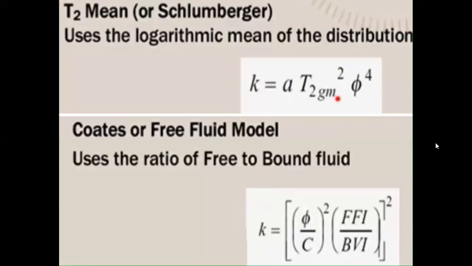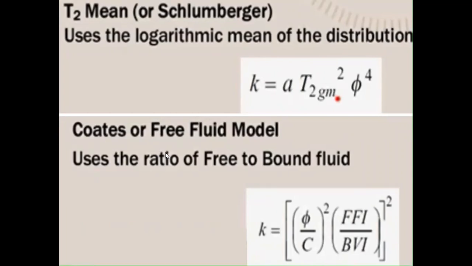So also we have two models for estimation of permeability from NMR measurements. The first model is the Schlumberger model of the T2 mean, which uses the logarithmic mean of the T2 distribution, in which we can estimate the permeability as equal to a constant multiplied by the logarithmic mean of the T2 distribution squared, multiplied by phi or porosity to the power of 4.